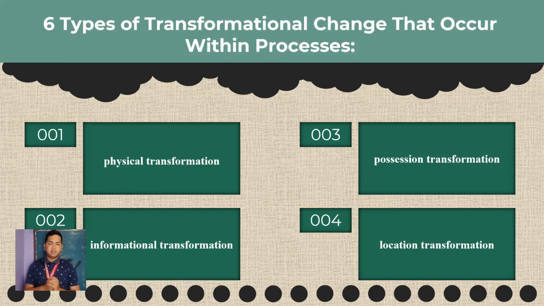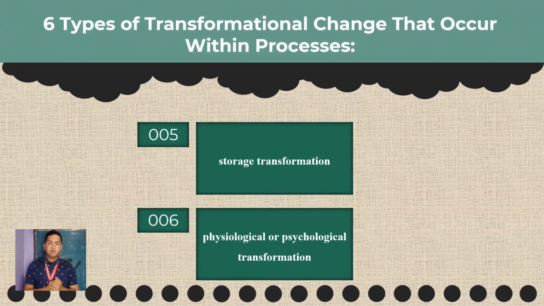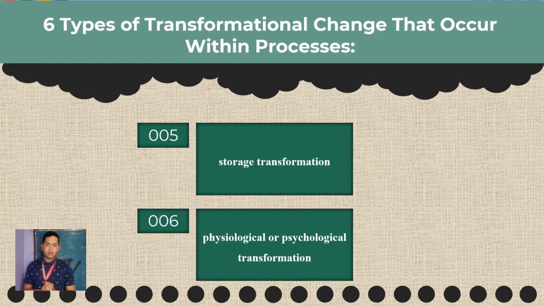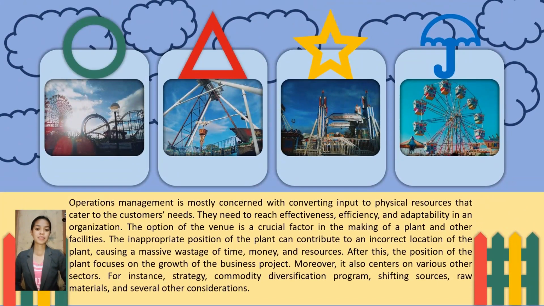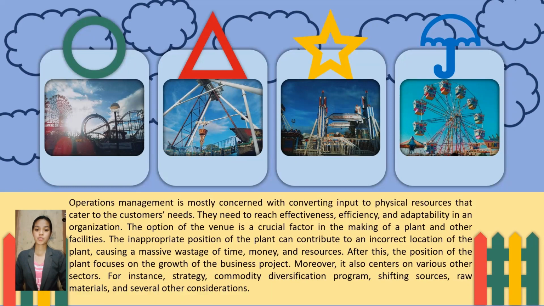There are three basic transformations. First is a flip, reflection, and that's it. Next is the storage, physiological, and/or psychological transformation. Operations management is mostly concerned with converting inputs into physical resources that cater to the customer's needs.